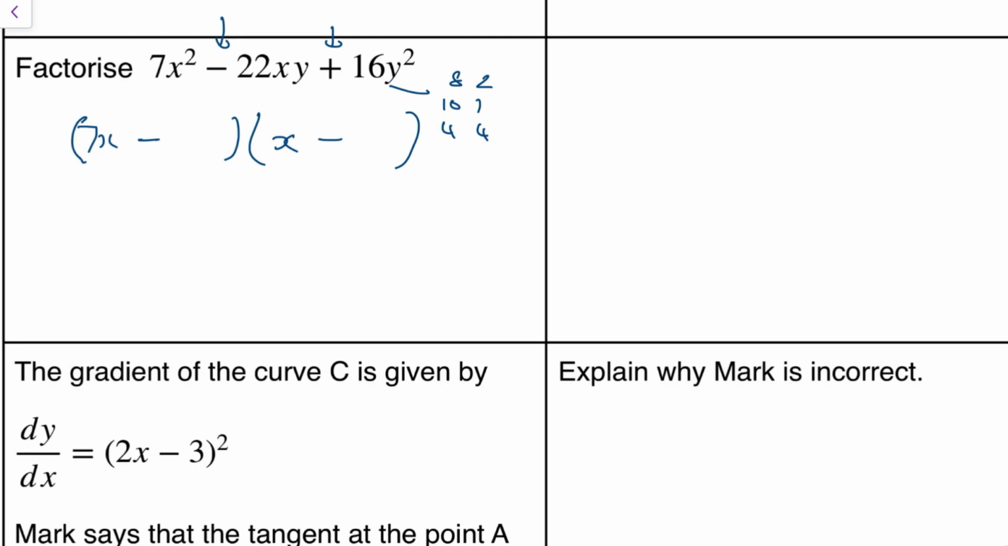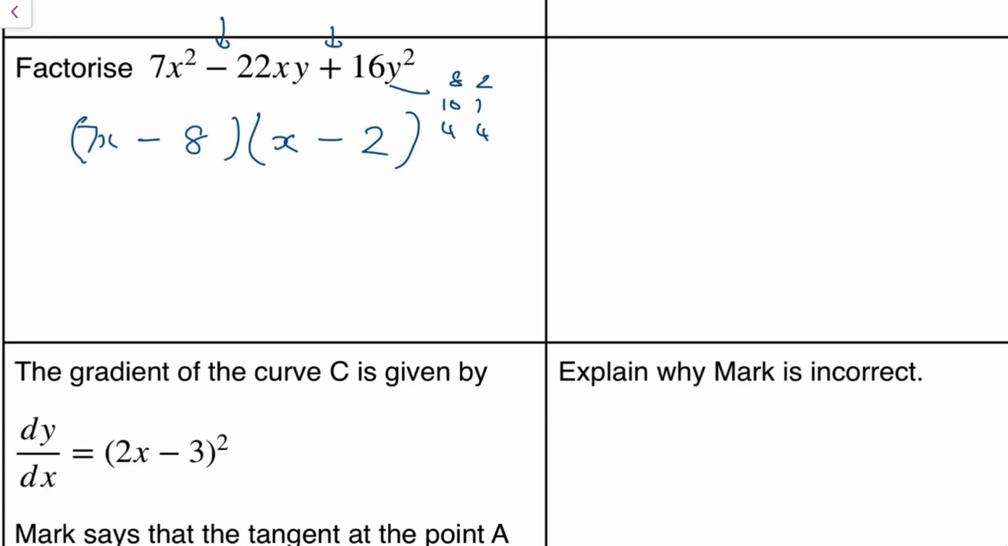7 times 4, remember I'm adding these numbers together to give me 22. 7 times 4 is too far away. So it's not 4 and 4. So therefore I think it's 8 and 2. So 7 times 2 is minus 14. Add another 8 gives me minus 22, and that's the right answer.